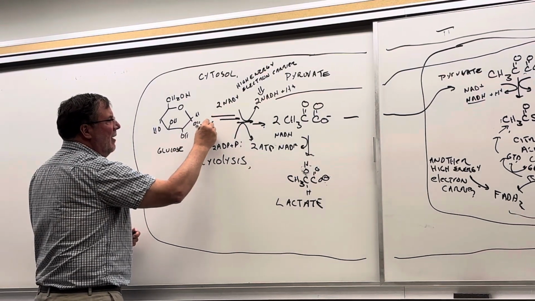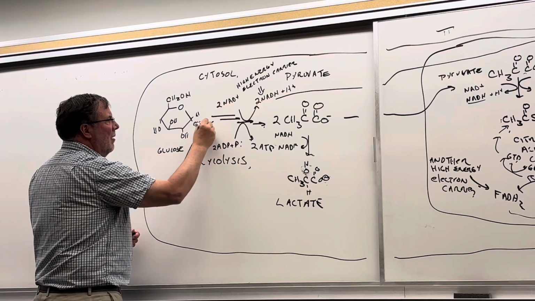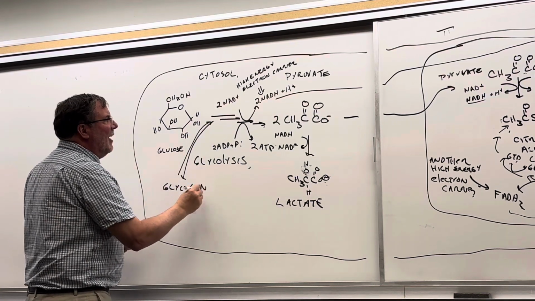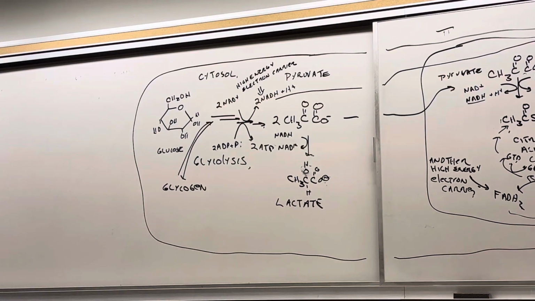So that happens. Here's some other things that we'll talk about briefly that interact with this. There's an intermediate in here that gets branched off to form glycogen. So we have glycogen synthesis and degradation.